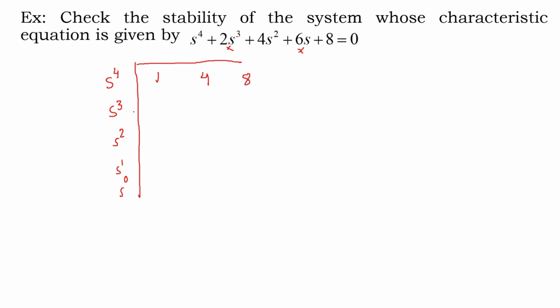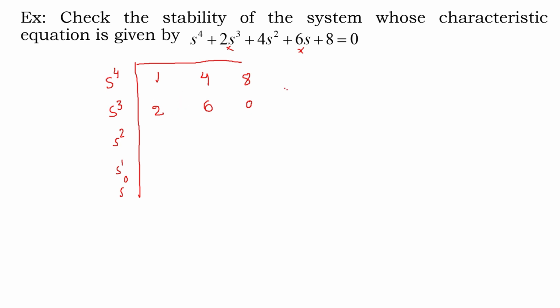For the second row I have to consider the coefficient of s cubed, that is 2. So whatever terms you left out now, I have to consider, that is 2, 6, and the last term is not available here. Let us put it blank, even though you can write it 0, no problem. Then let us do the calculation.